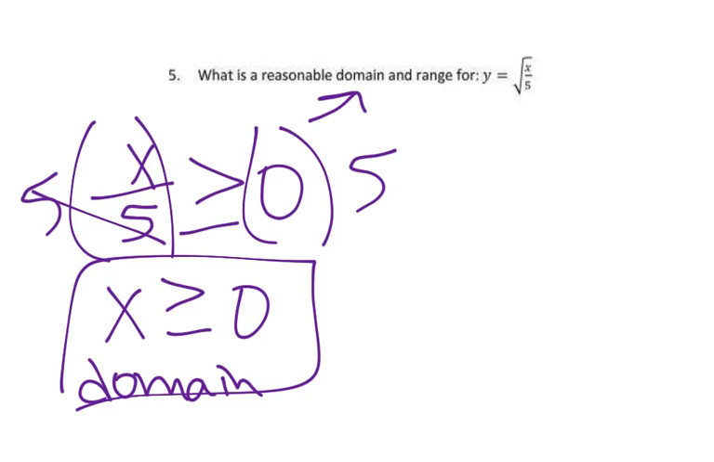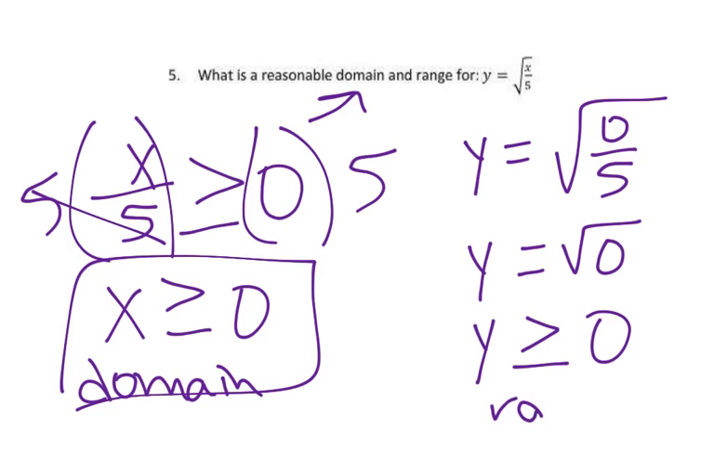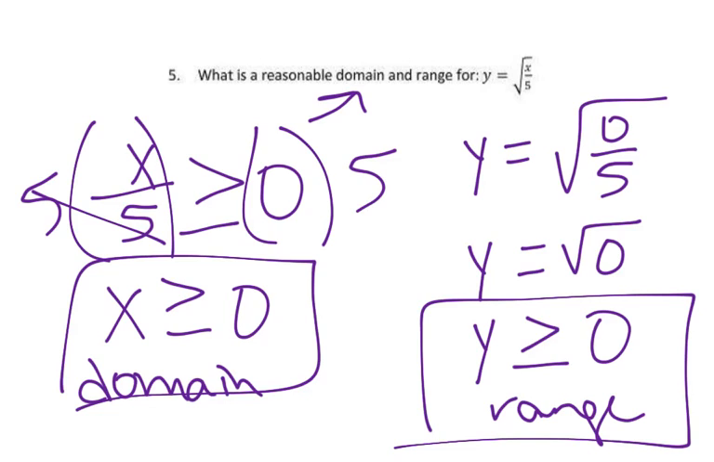So to get your range, you go put 0 in. Y is equal to the square root of 0 over 5. So y is equal to square root of 0. So y is going to be greater than or equal to 0 for your range. It's not always going to be the same. Okay? But you put it in, you see what you get, and then you say y is going to be greater than or equal to that.